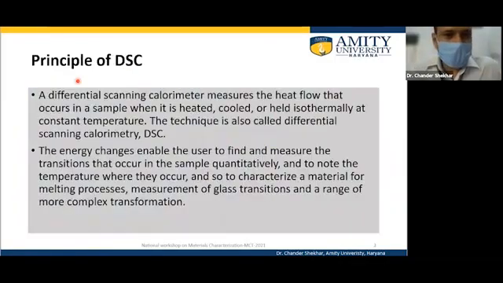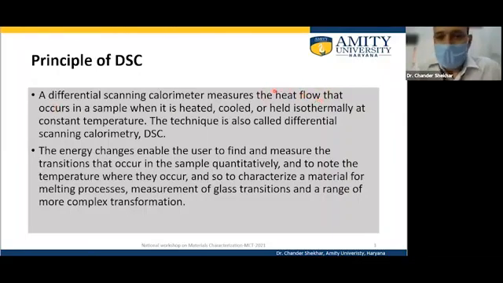What exactly is the principle? The principle of a differential scanning calorimeter, or the technique as such, differential scanning calorimetry, is that it measures the heat flow. There is a particular controlled environment in which the sample is kept, and either from the sample to the environment or from the environment to the sample, there is a heat flow, depending upon the condition of the sample. So this heat flow is measured, or rather the temperature is measured, and through the transfer function the heat flow is determined.